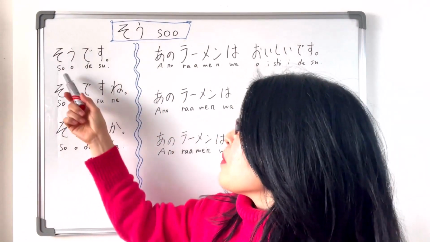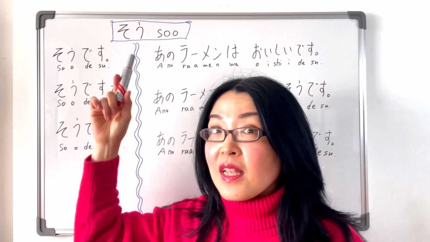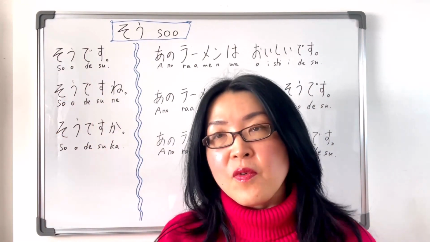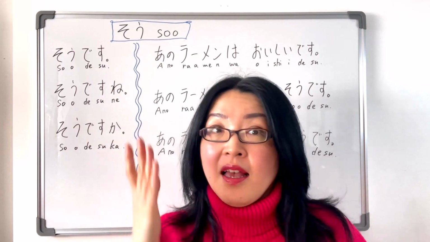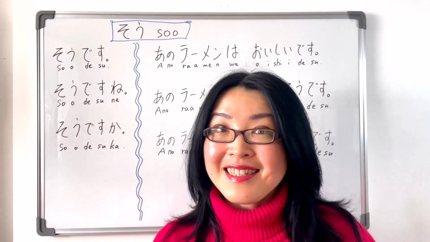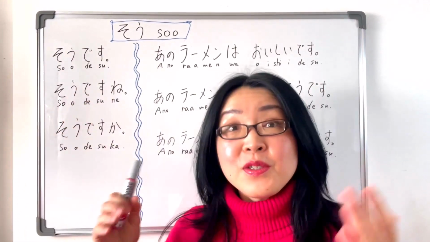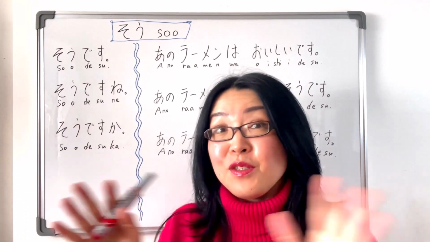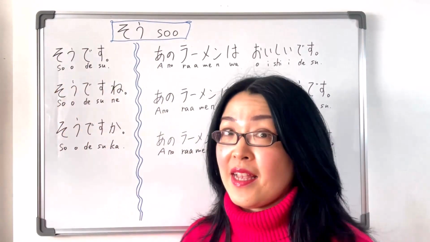Okay, so the first one is "so desu." So desu. It means it's correct. For example, if somebody asks me, "Asuka Sensei desu ka?" I will say, "So desu." Yes, I am. Yes, you are correct. That's "so desu." Okay?